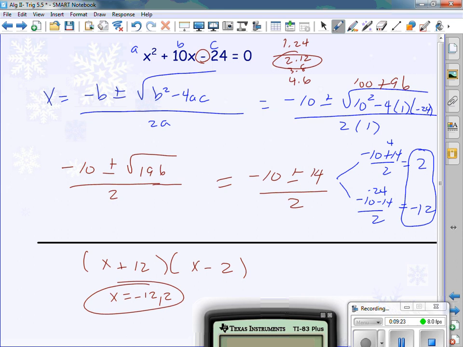I could have used completing the square. If I were to complete the square, I'm still going to get the same answer. You need to try to factor first if you can. That makes the problem faster. It's easier to do that way. Then, do you want to complete the square? I know a lot of people always avoid it when it's not necessary. And then you have the quadratic formula. Quadratic formula never fails.